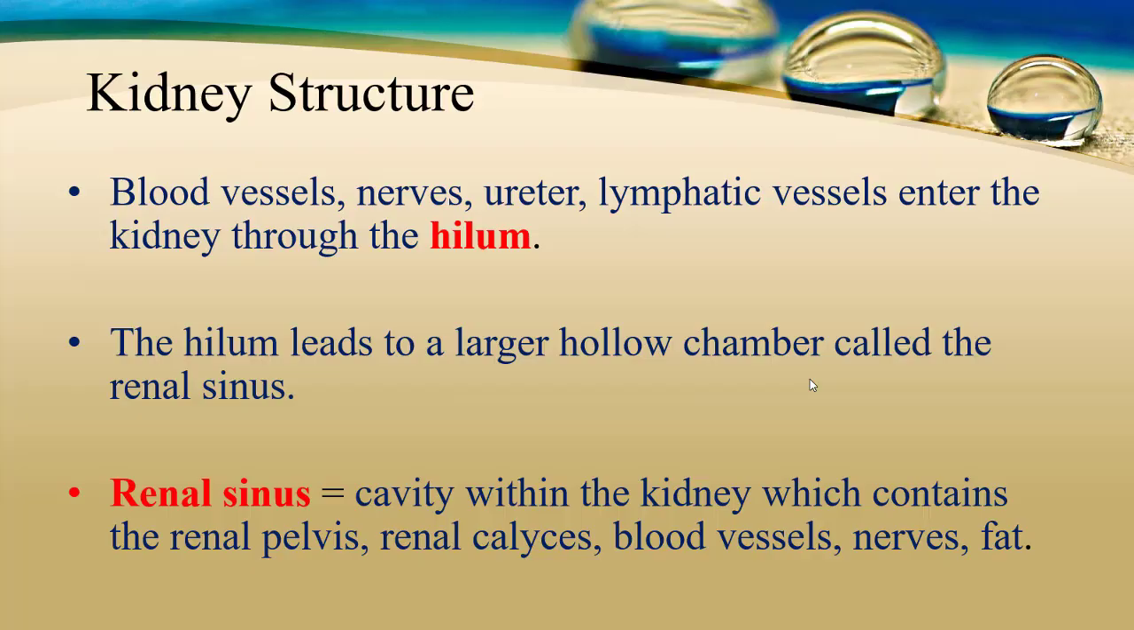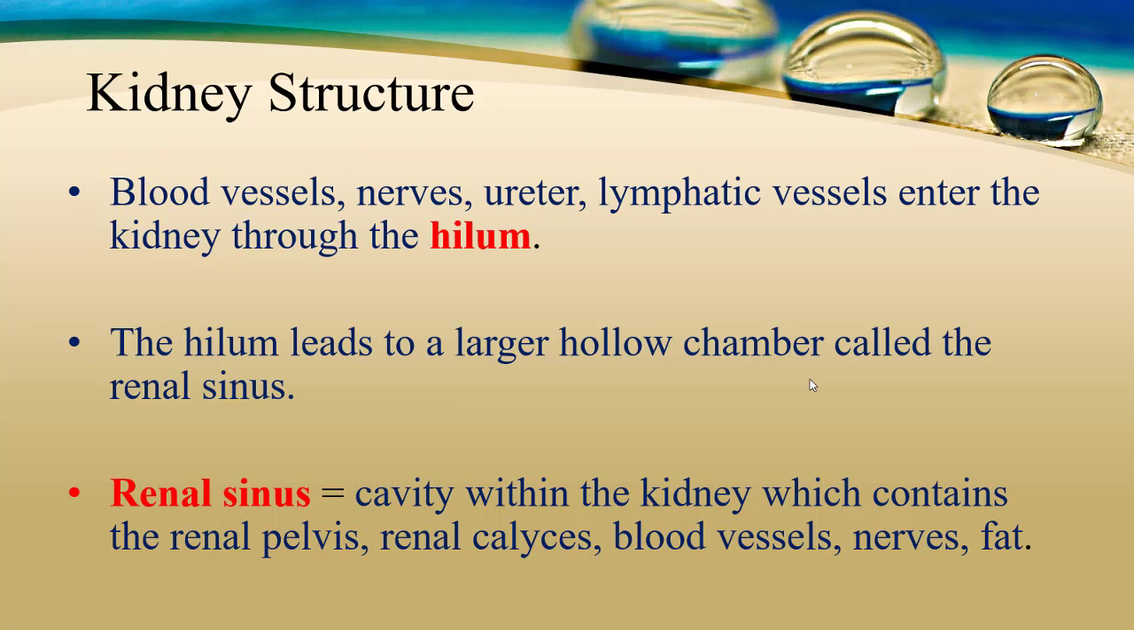Alright, next is a structure we've already talked about before in previous chapters, and that's the term hilum. Just like we saw with the lungs, any indented area where you have larger vessels, nerves, lymphatic vessels entering a structure is going to be called the hilum. Well, you have the same setup here with the kidneys. So the area where you have larger vessels, the ureter, lymphatic vessels entering the kidney is the renal hilum.